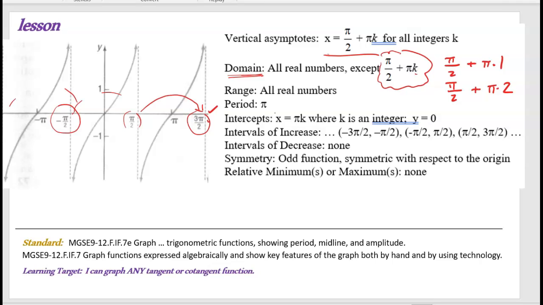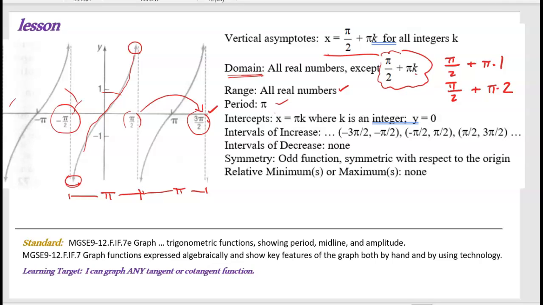The range, remember those are my y values. This curve goes up forever, and it goes down forever, and it's continuous and connected and smooth in between. So the range is all real numbers. The period, we've already talked about that. The period is pi, and then we have another period of pi, the replication, like with sine and cosine. So that's a big difference. Sine and cosine had a period of 2 pi initially. The period of tangent is pi.